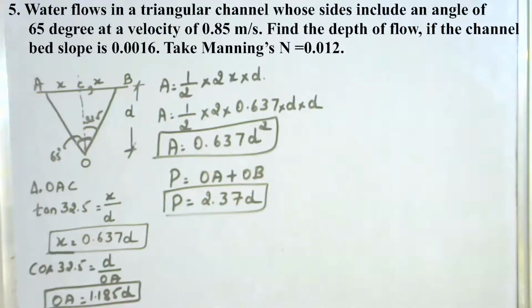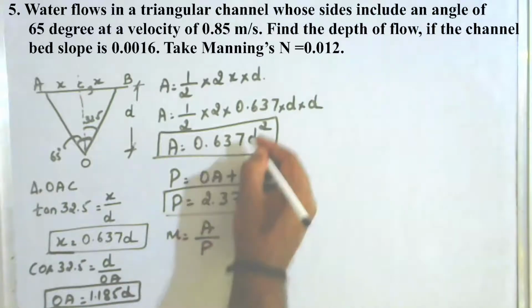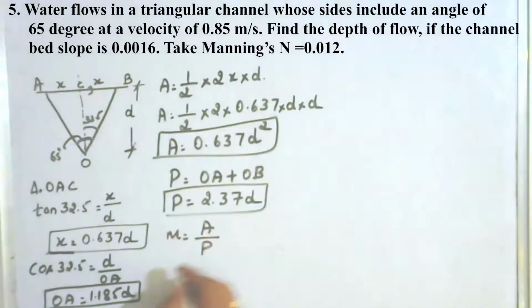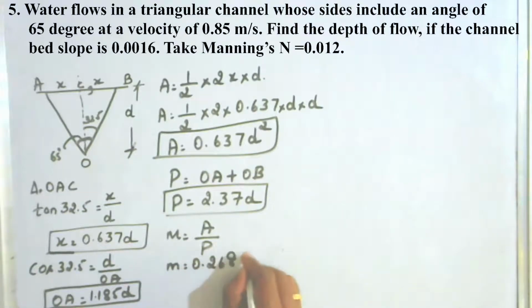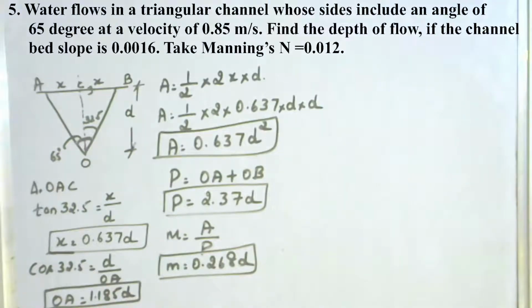So next I'll write what is the value of M here. Hydraulic mean depth M is equal to area divided by perimeter. You substitute the value of area and P, the square with the D cancels, then M value works out to be 0.268 times D. So we have got area in terms of D, wetted perimeter in terms of D, M in terms of D.